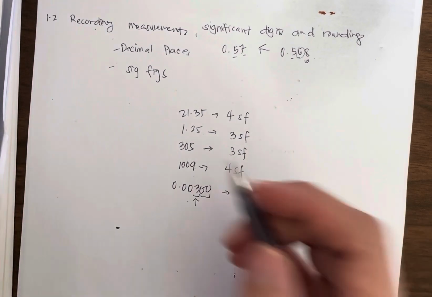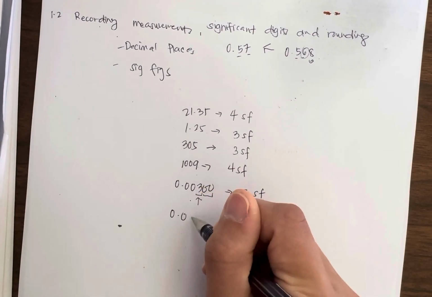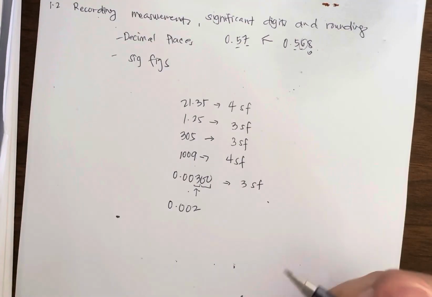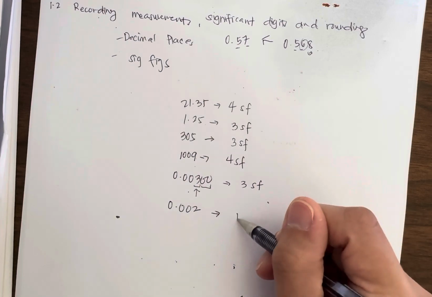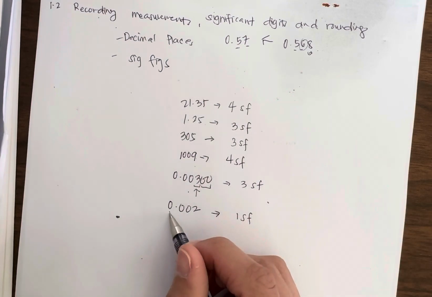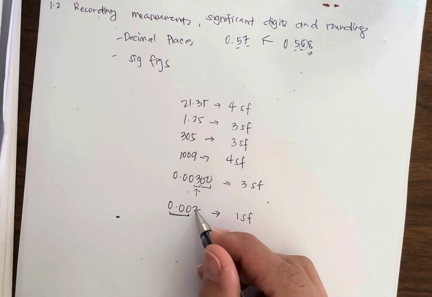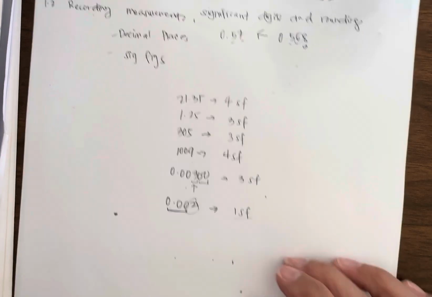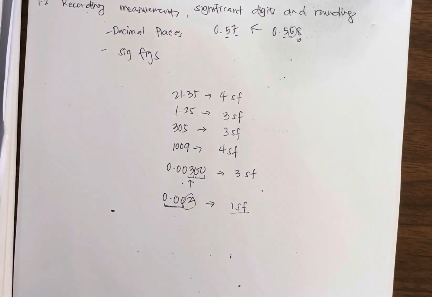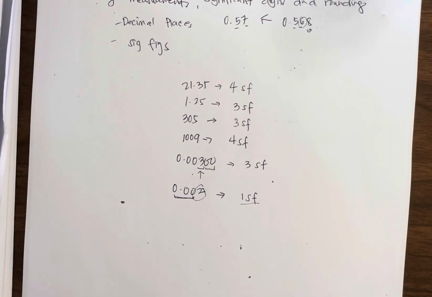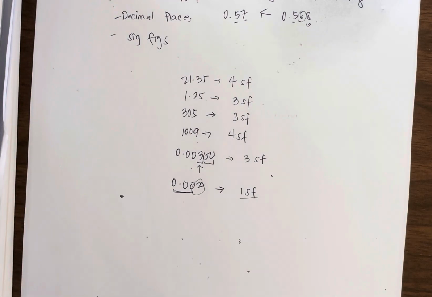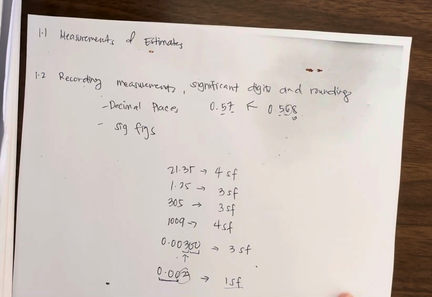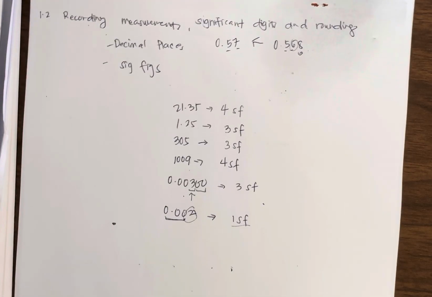Alright, now for the last one given here, 0.002. There should only be 1 significant figure, because if you begin with zeros, you don't count them. You only start once you reach a non-zero number, which in this case is 2. Hence, we have 1 significant figure. I'll be uploading another video for the next examples. So far, this is what 1.1 and the first part of 1.2 is all about.